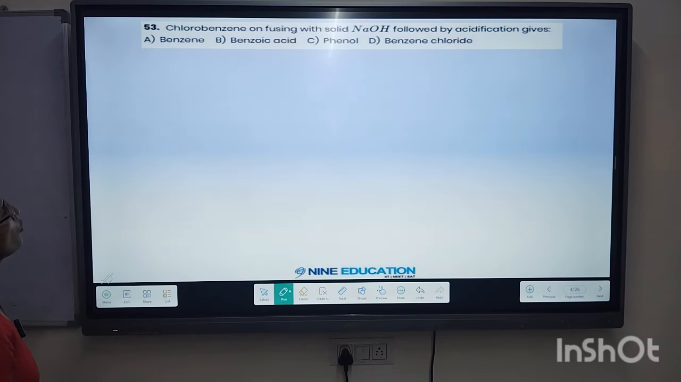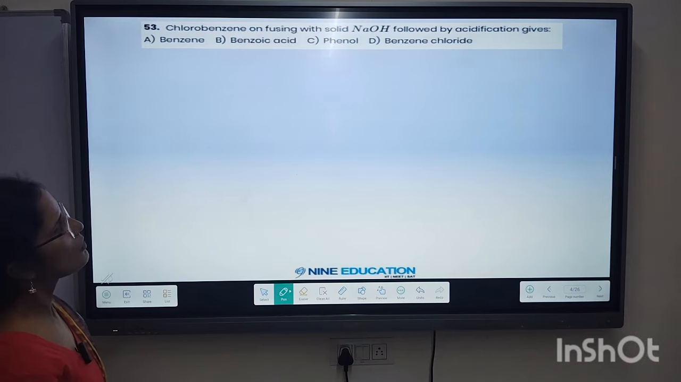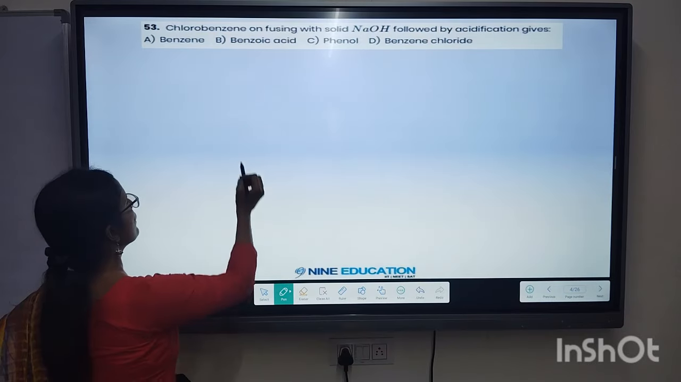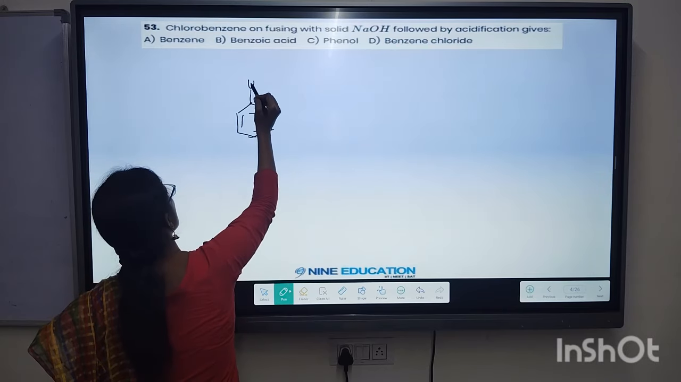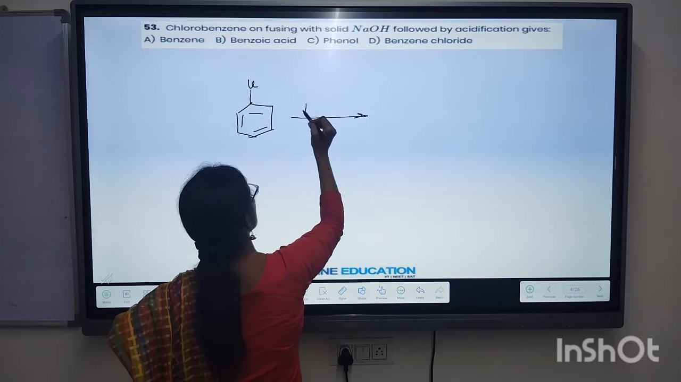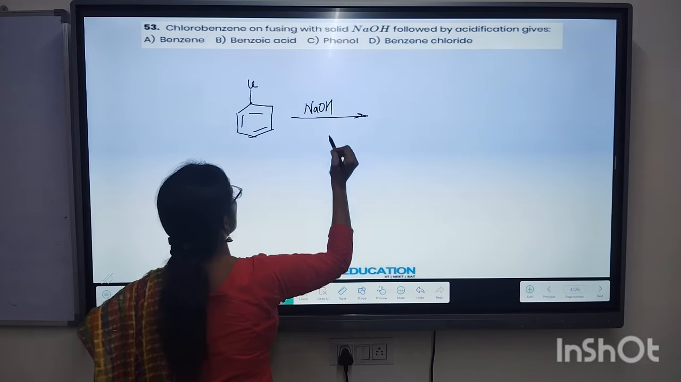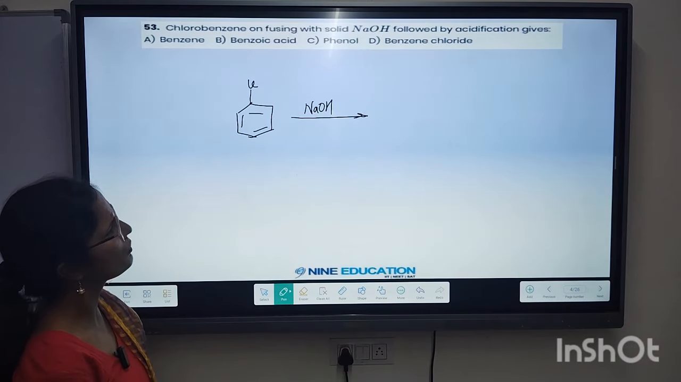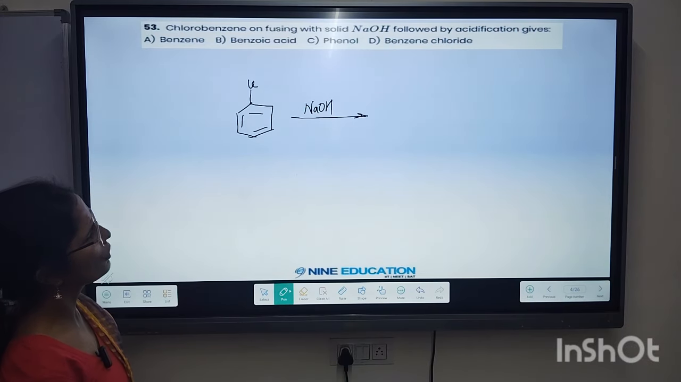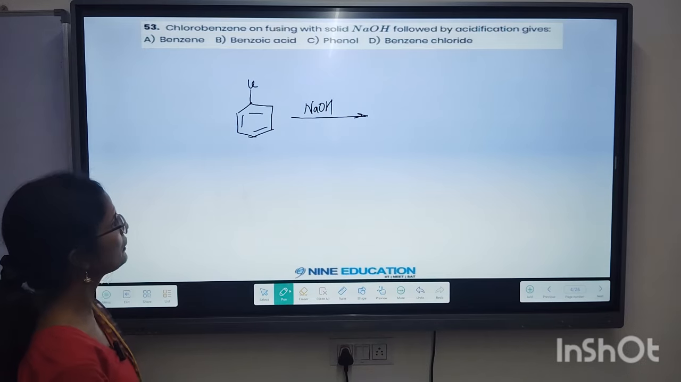Next we are having chlorobenzene on fusing with solid NaOH followed by acidification gives. Okay, chlorobenzene is this only. Chlorobenzene on reaction with NaOH. I hope you must be remembering there is a Dow's process, which is a simple textbook based reaction, which is for the formation of phenol from the chlorobenzene.